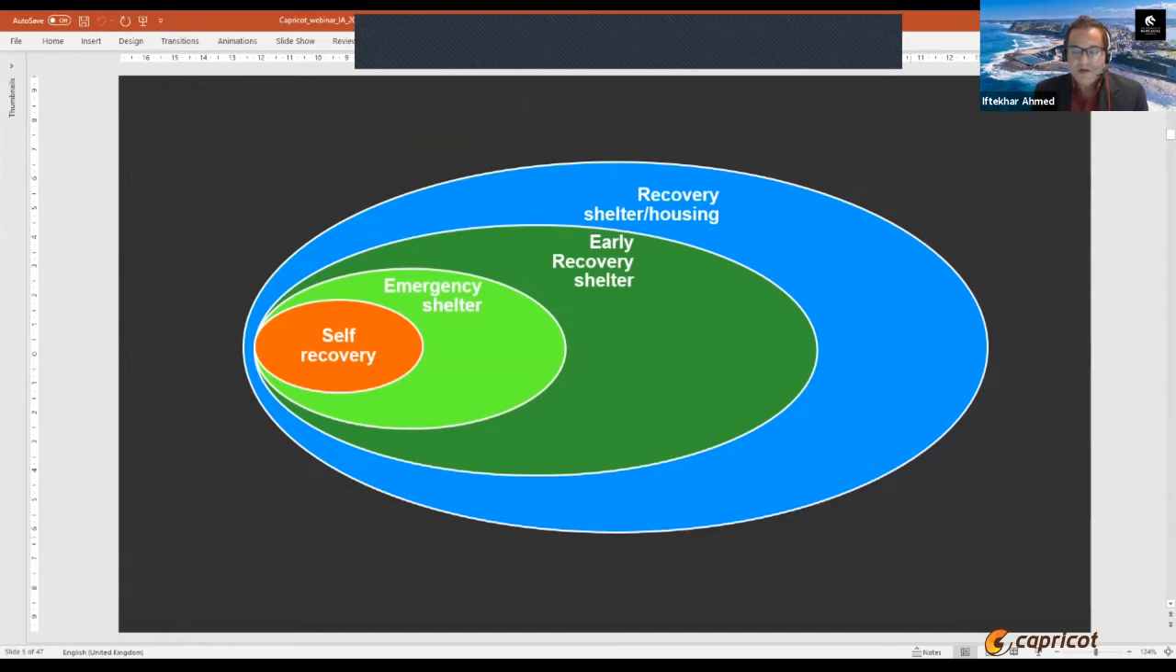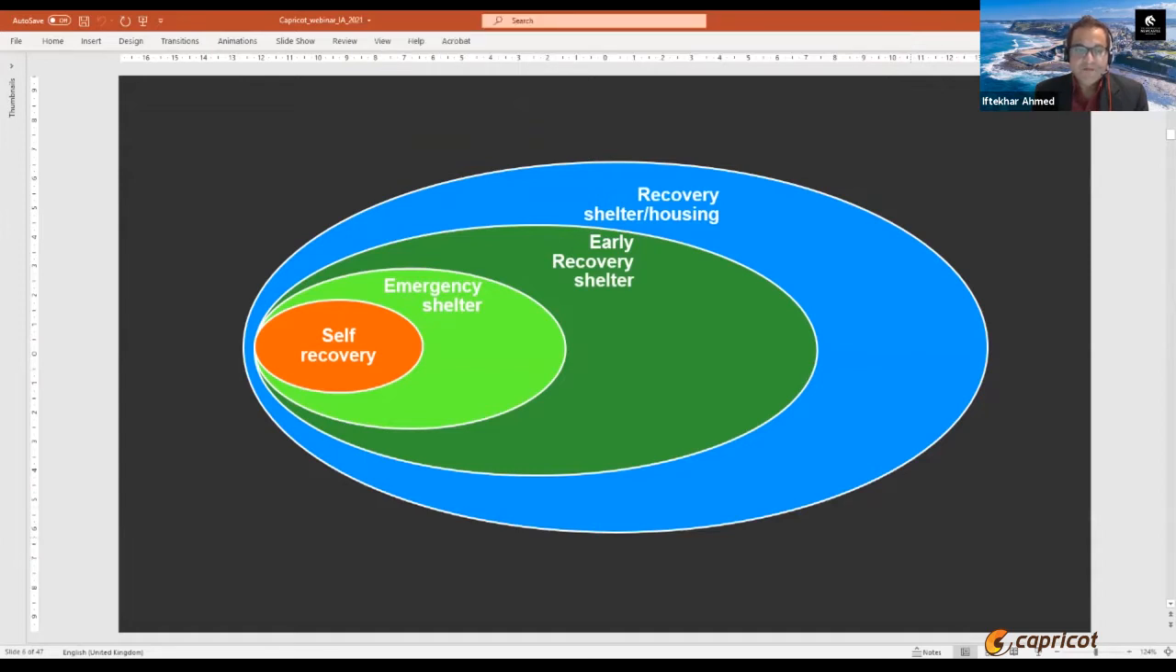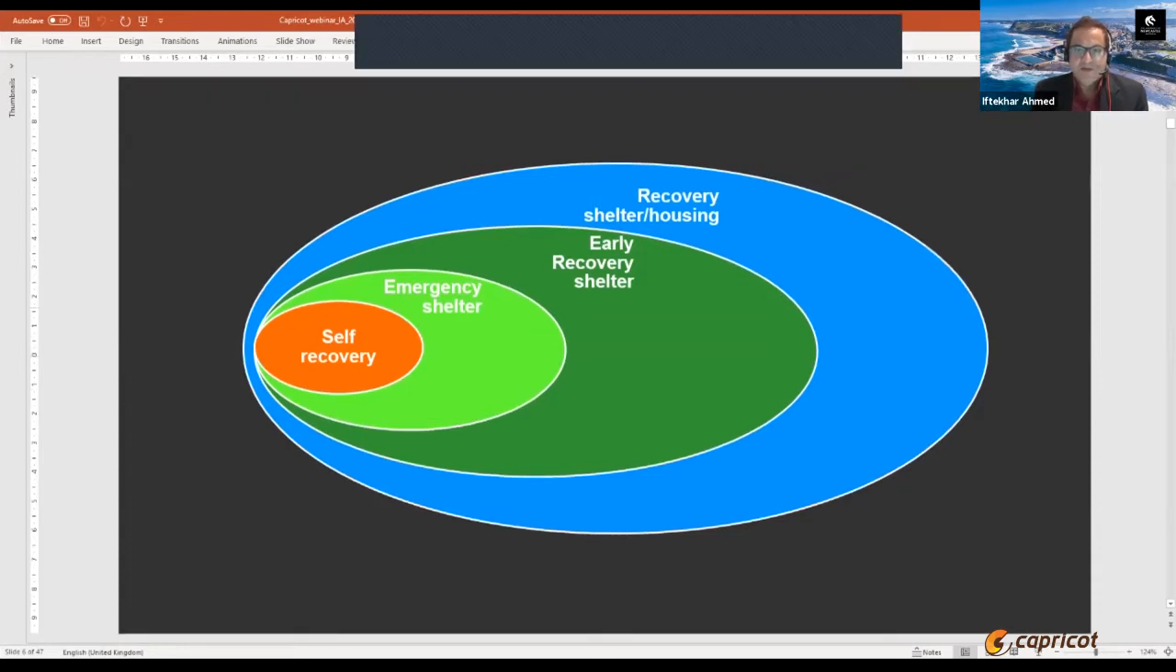In many countries, a colleague of mine, actually a former student of mine from Bangladesh, did a study on self-recovery after Cyclone Sidr in Bangladesh, 2007. And what she found is that almost 60% of the households had initiated some form of self-recovery by themselves before the NGOs and other humanitarian organizations could arrive and help them. And then the organizations come in with the emergency shelter provision, and then starts the early recovery.